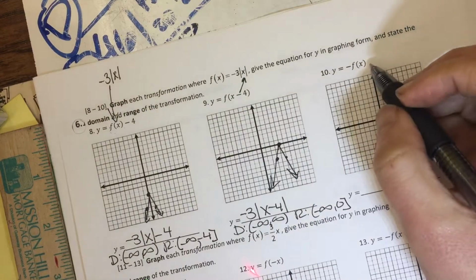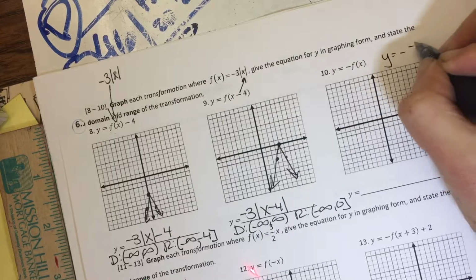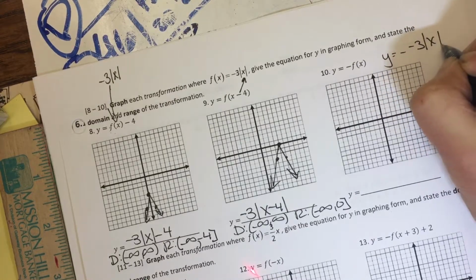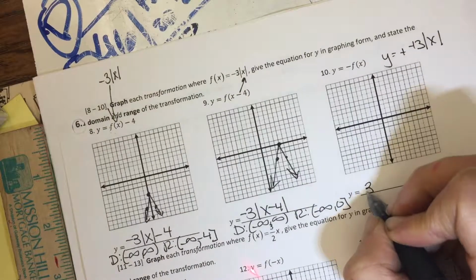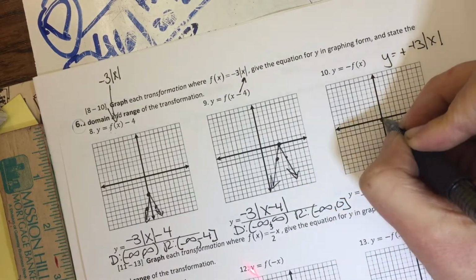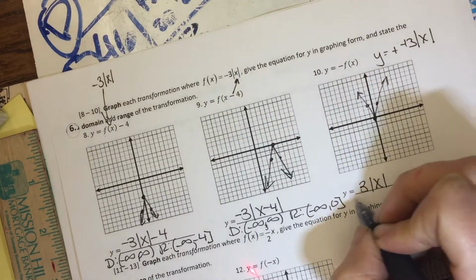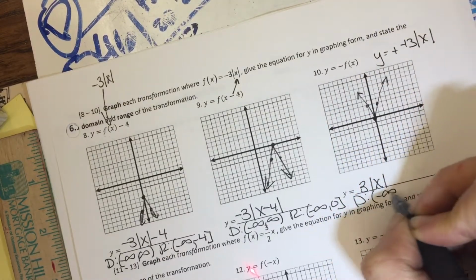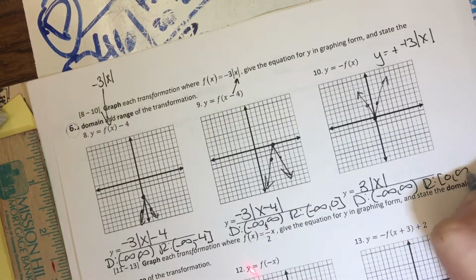Okay, here, this just means I'm making the negative. So negative of -3 absolute value of x. So negative makes that a positive. So this will be +3 absolute value of x. Okay, domain is all reals. Range starts at 0, goes up forever.